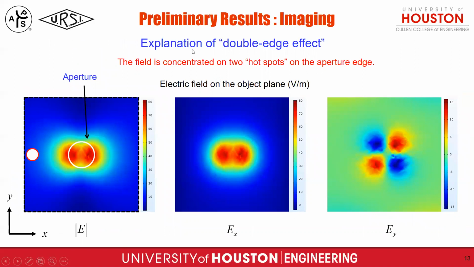Here we explain the double edge effect. You can see in this plot, the white circle is the aperture. And this is the electric field on the object plane. The field is concentrated on two hot spots on the aperture edge, and we call this the double edge effect. It's not a single hot spot.